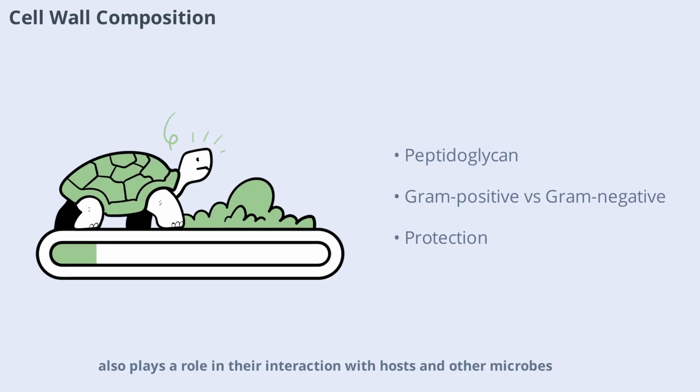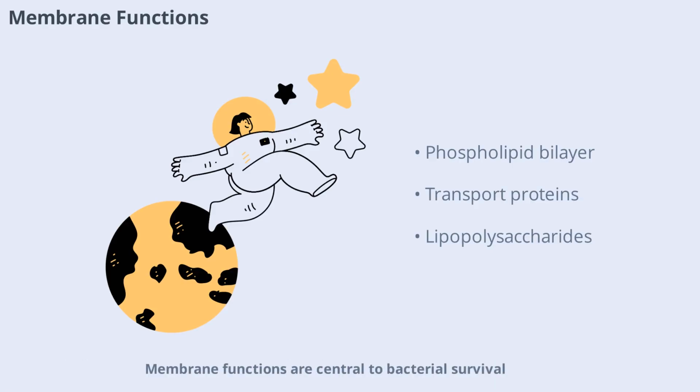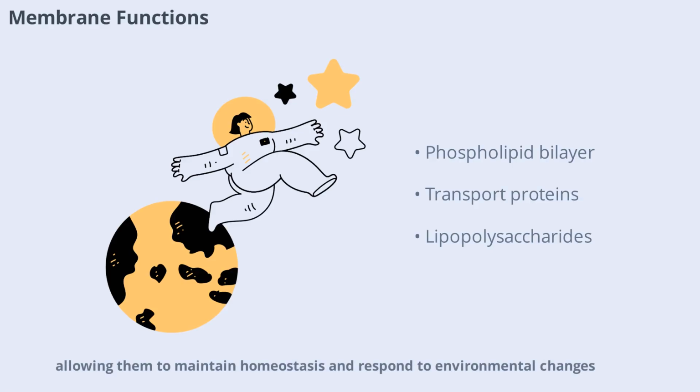Bacterial membranes are vital for controlling what enters and exits the cell. The plasma membrane is made of a phospholipid bilayer with embedded proteins. These proteins facilitate transport, energy generation, and communication. In gram-negative bacteria, the outer membrane contains lipopolysaccharides, which can trigger immune responses. Membrane functions are central to bacterial survival, allowing them to maintain homeostasis and respond to environmental changes.